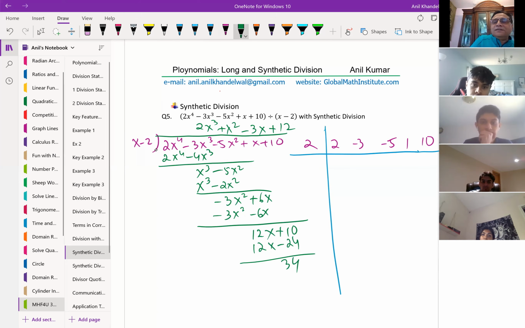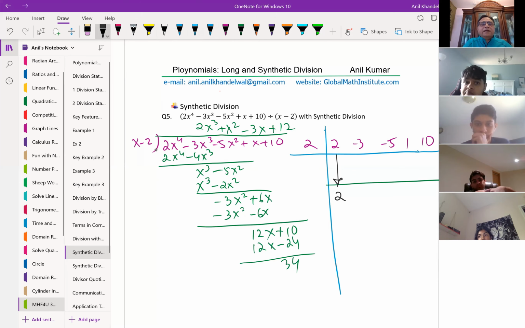So the method is like this. First thing, just bring down the number as such. So this 2, just copy it as such, 2, right? Then next step, because that is our first number, right? You're dividing by this number. So bring down the leading coefficient as such. Now, multiply 2 by 2. When you multiply 2 by 2, what do you get? And write it here. 2 times 2 is 4, correct? Add them.